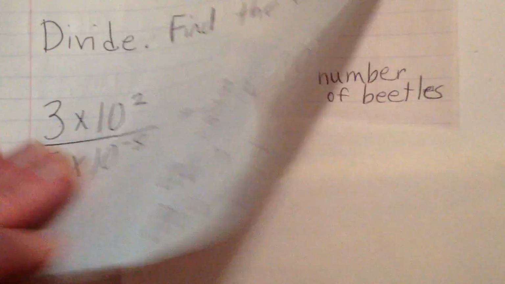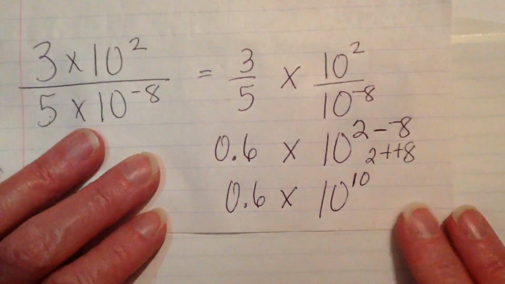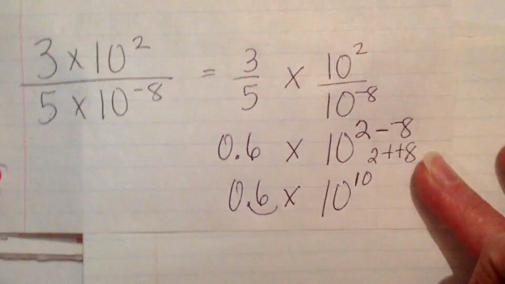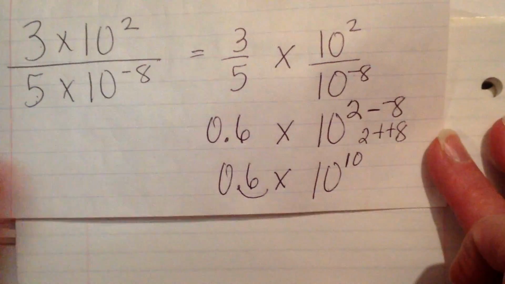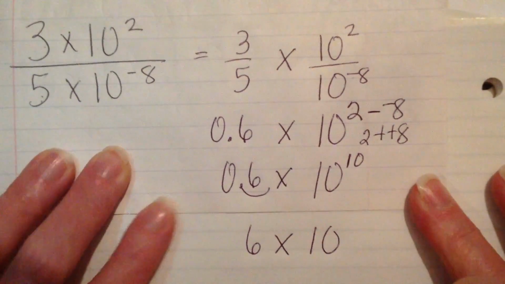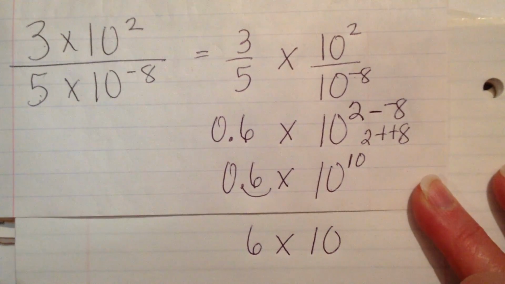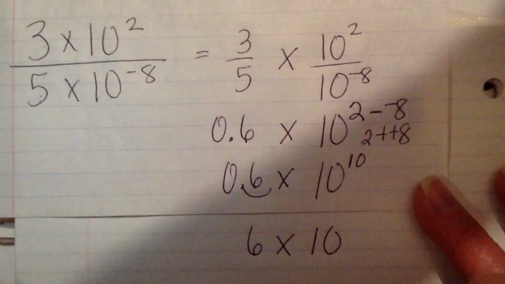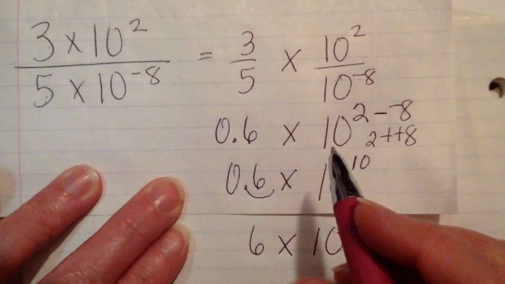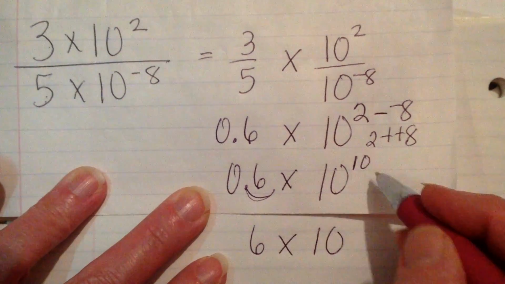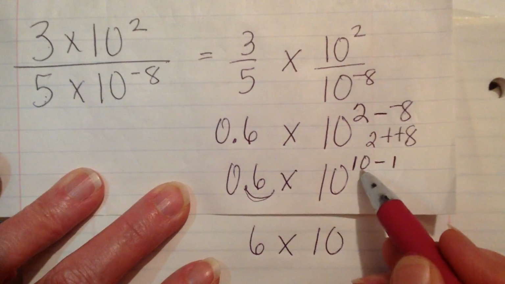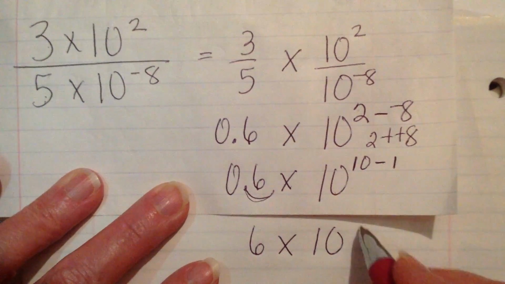So what we must do to get our answer in scientific notation, we must move our decimal one place to the right. So if you move your decimal one place to the right, then you have 6 times 10 to a power. Now, let's remember, if you move your decimal to the right, then you must subtract from the exponent. Since I moved my decimal one place to the right, I must subtract 1 from my exponent. So therefore, I have 10 minus 1 gives you 9.